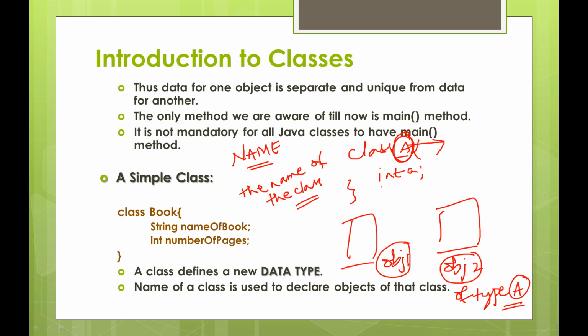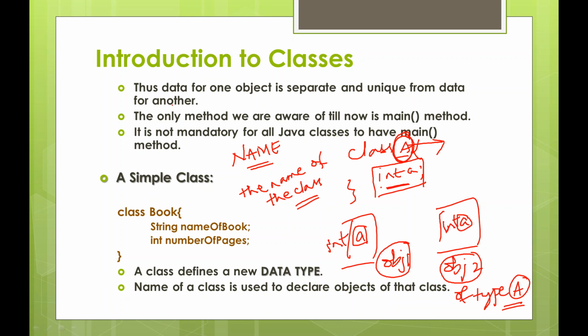So this is our instance variable. What we saw is that each object will have a copy of this instance variable. Assume this is a copy of instance variable A, of type int. This will also have a copy of A of type int.